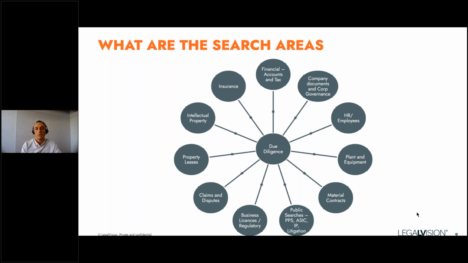Undertaking an assessment of any property leases or licenses that might be involved, looking at what insurances are in place for the business and potentially what insurance claims have transpired in the last number of years for that particular business, and obviously then looking at the financial accounts and records.